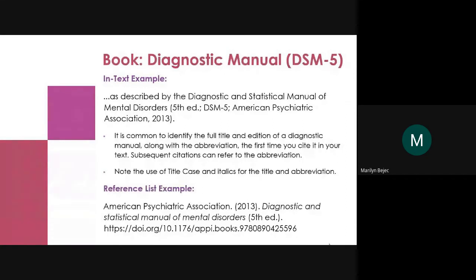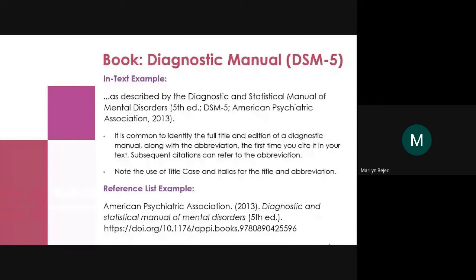Note the use of title case and italic for the title and abbreviation. In the reference list, you have to write the author, the American Psychiatric Association, then the year, and then the title of the manual book, and then the edition in parentheses, like the copyright year, and then you have to write the URL or the DOI.